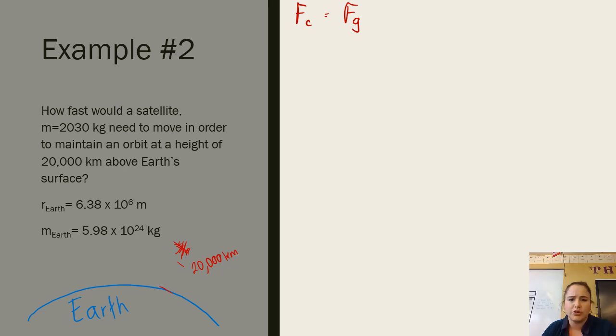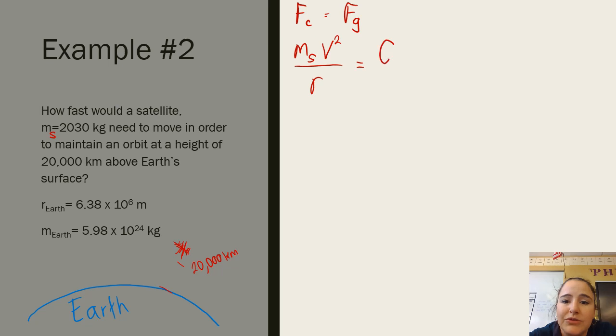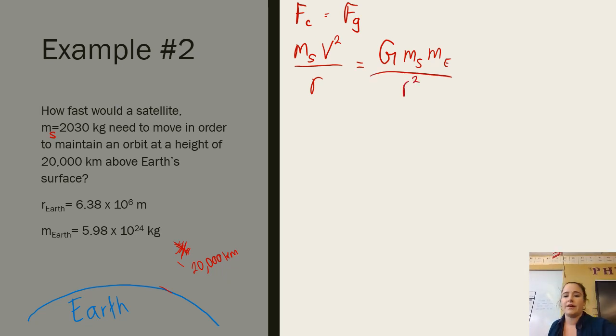Well, we know for centripetal force, it is the mass of the orbiting body. I'm going to call that the satellite, okay, so m_s for satellite, times the velocity of it squared, and that's what we're trying to find here, divided by the distance. Again, just using the equation for centripetal force, mv squared over r. And that's going to equal the force between two objects, so capital G, mass of the satellite times the mass of the Earth divided by the distance between them squared.